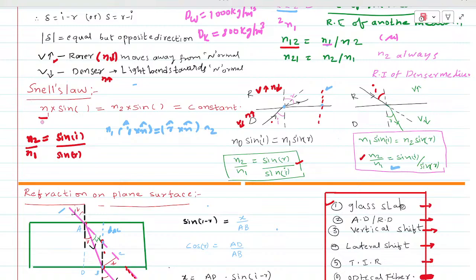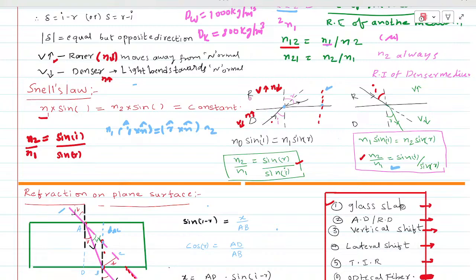So according to Snell's law, refractive index into sine of the angle in that medium, either incident or refracted. Means n into sine of incident angle in the n1 medium is equal to n2 into sine of the refracting angle in the n2 medium. So the product of n into sine of the angle of incidence or angle of refraction is constant. Here I try to explain with an example.